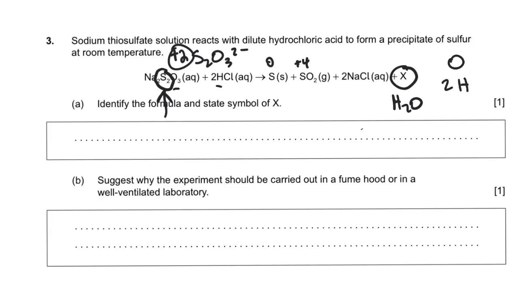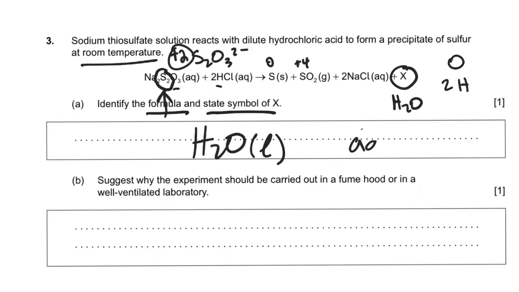Now, it says you have to pay attention. Identify the formula and write down the state symbol. So we're going to do H2O. Now, also notice that this reaction is performed at room temperature. What is the state of H2O at room temperature? If you said liquid, you would be correct. Remember, liquid is different than aqueous. You do not write aqueous when you're talking about water. Aqueous is only for dissolved solutes in a water solution.